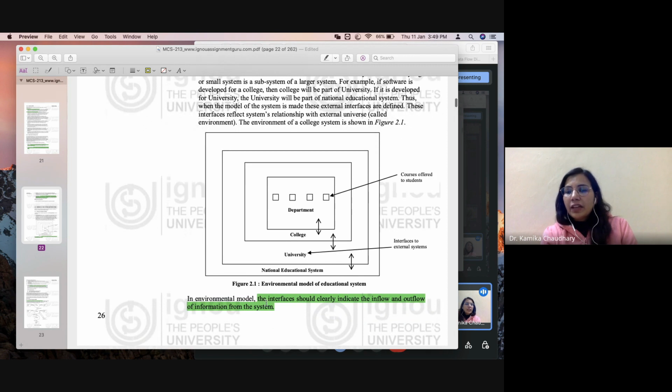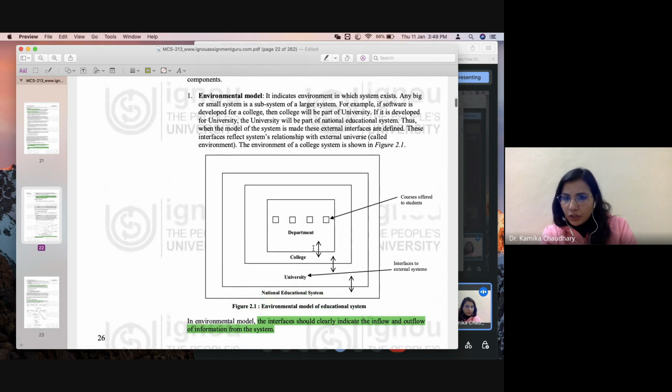So in the environment model, basically the interfaces should clearly indicate the inflow and the outflow of information from the system. Now the college needs to interact with the department, and the college also needs to interact with the university. So this inflow and outflow of information, or all these interfaces, need to be considered very well in the case of the environmental model.